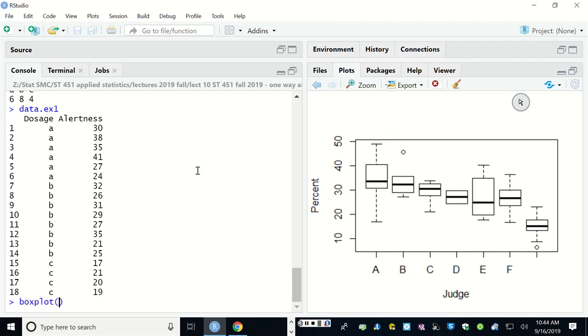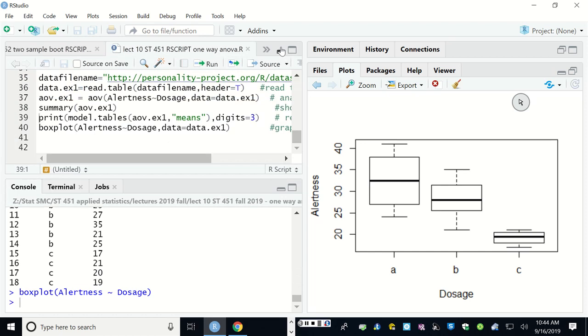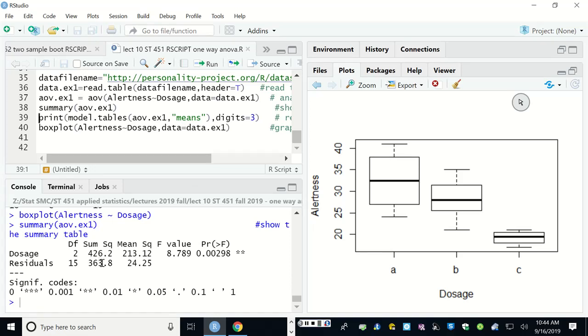If you do a box plot of alertness versus dosage, well, again, it looks pretty clear that there's going to be a difference. But it's small sample sizes. So we're going to do a pooled estimate of variance, so that our estimate of variance might be kind of in between these groups. And then if you do the analysis of variance on this, you get degrees of freedom, sum of squares, mean squares, and F. And again, it's a significant result.